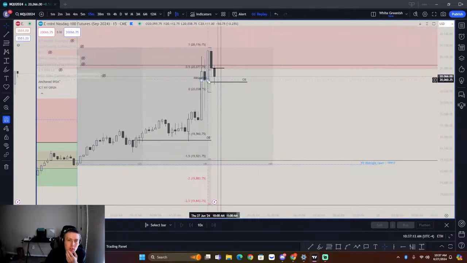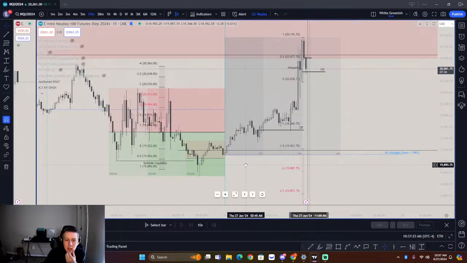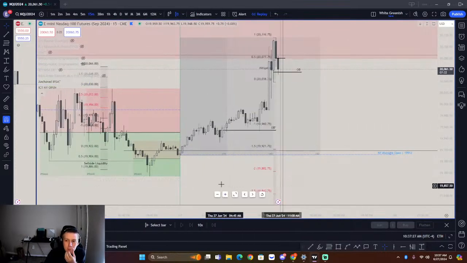If we close below this candle, that would be a 15-minute change state delivery. A macro is just a time. It's a time of the day. That's just gonna be more, it's gonna be a higher probability, certain times of the day.